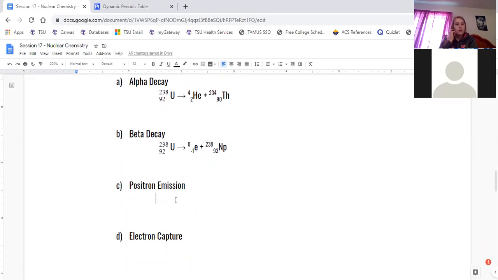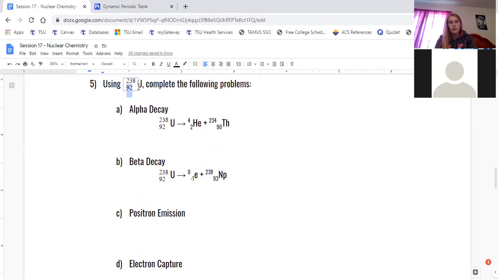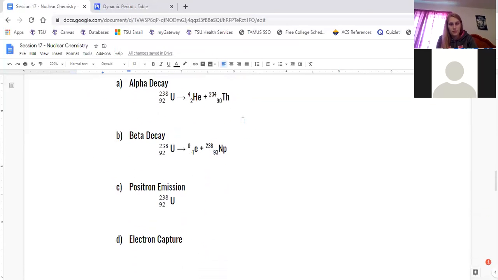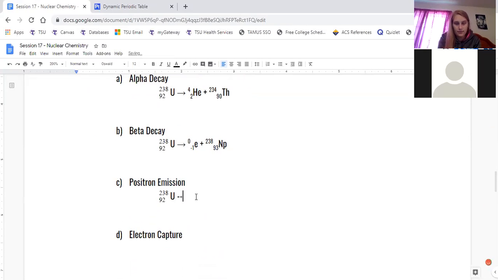Okay, so now we're going to have our positron emission. So once more, we're starting with our uranium 238 over 92. All right, so let's go see what positron emission looks like. So once more, it's an emission, so that's going to be on the right side of the equation. So we're going to have this. And let's see, 238 over 91, that's perfect. That's exactly what we're going to have. 238 over 91.